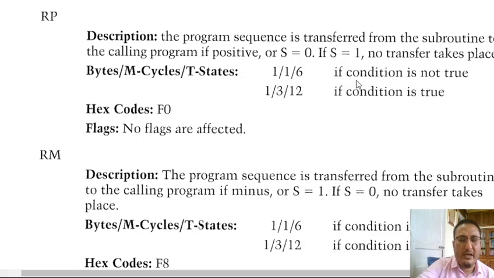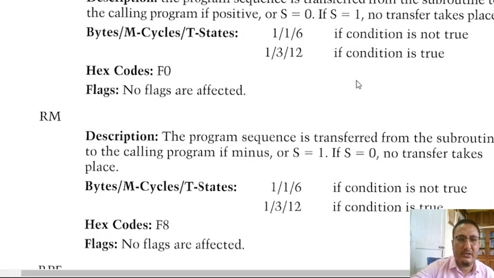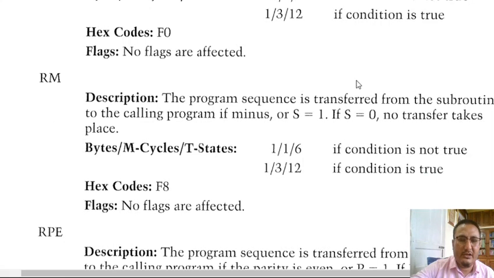It requires 1 byte, 1 machine cycle and 6 T states in case the condition is false, and it requires 1 byte, 3 machine cycles and 12 states in case the condition is true.